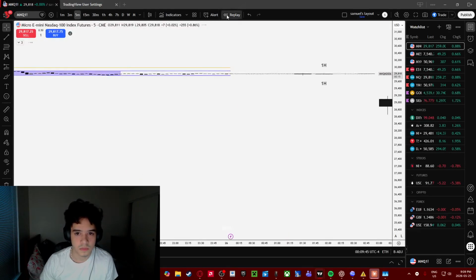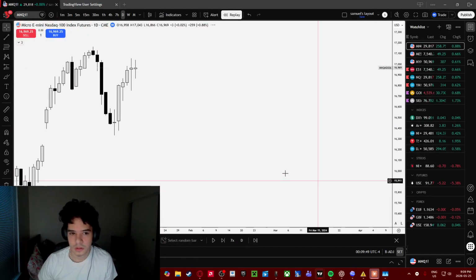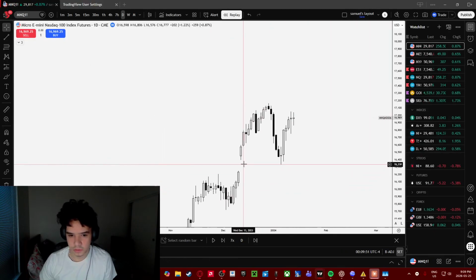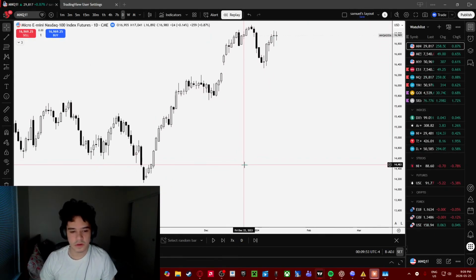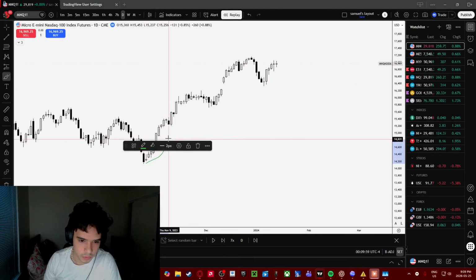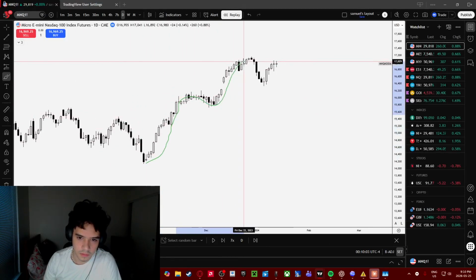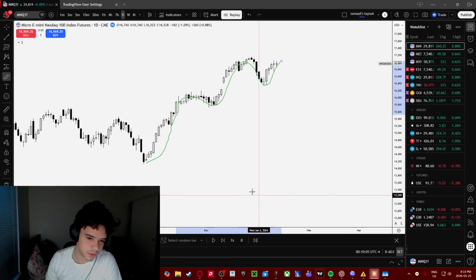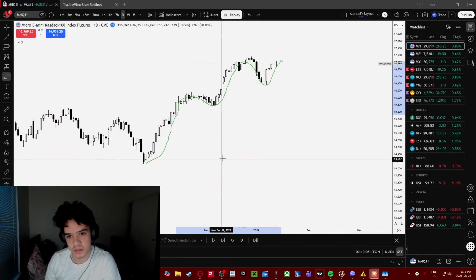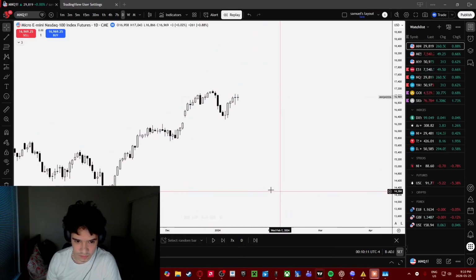Let's try to get some examples. Okay, so if you're a complete beginner, you're basically just seeing a whole bunch of movements in the candles. Obviously, if you didn't know, charts move like this.